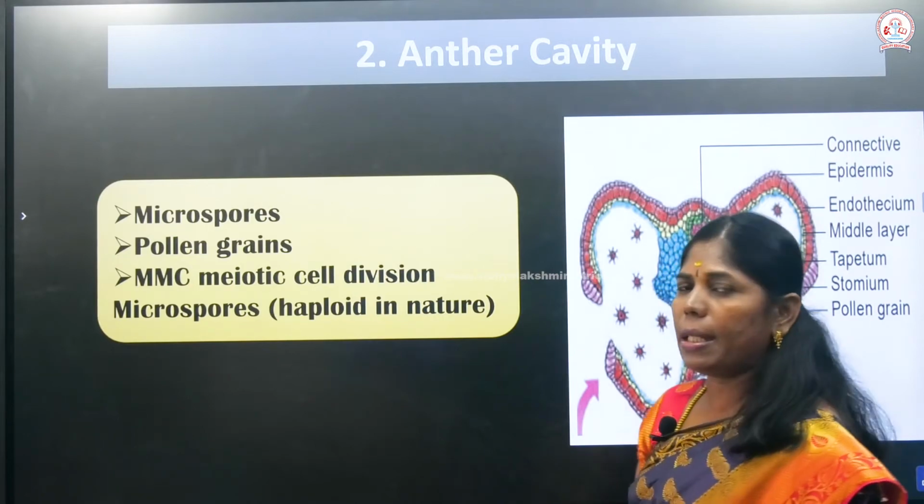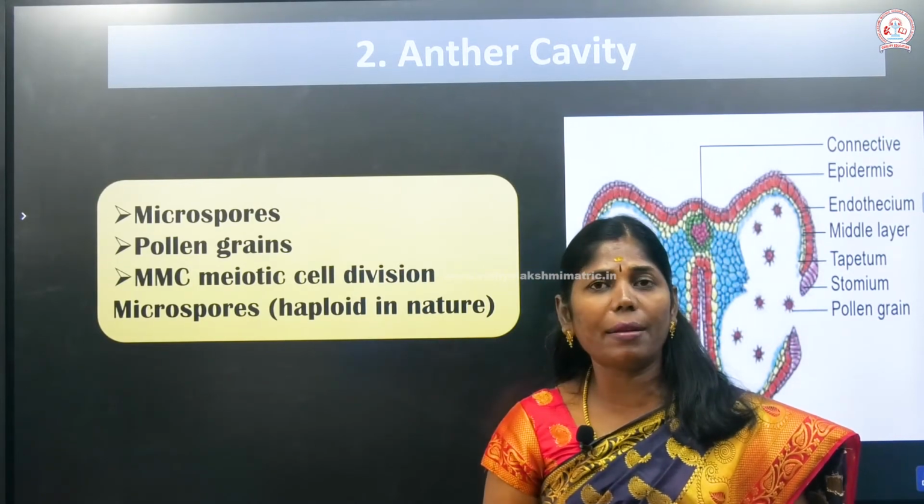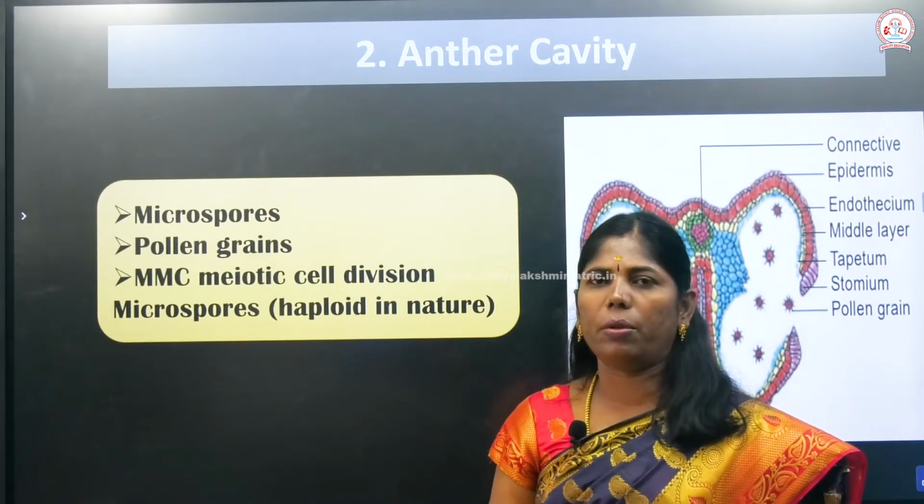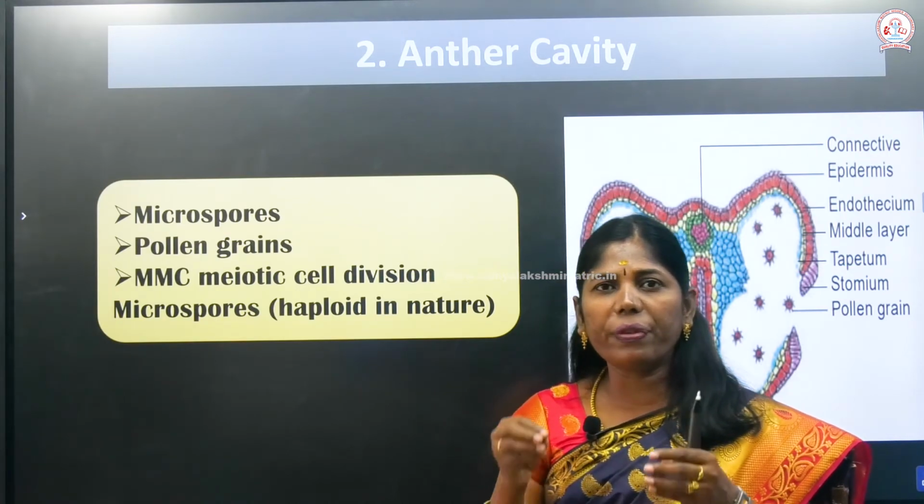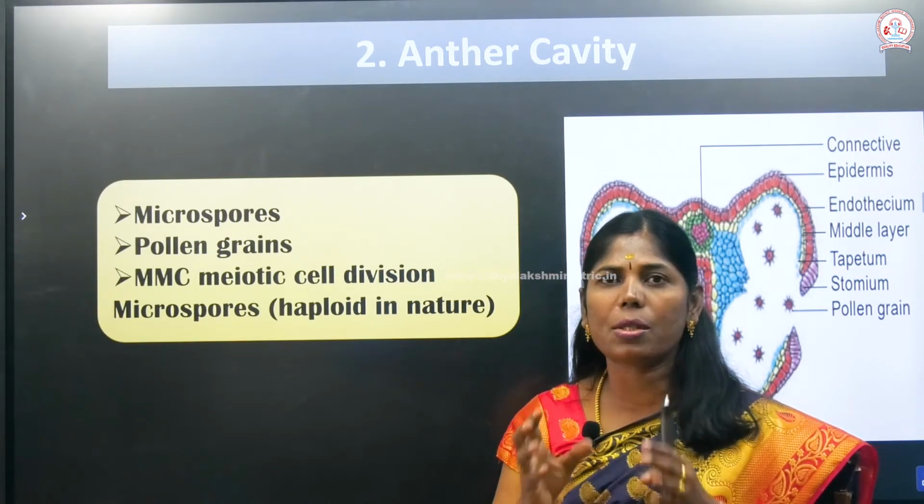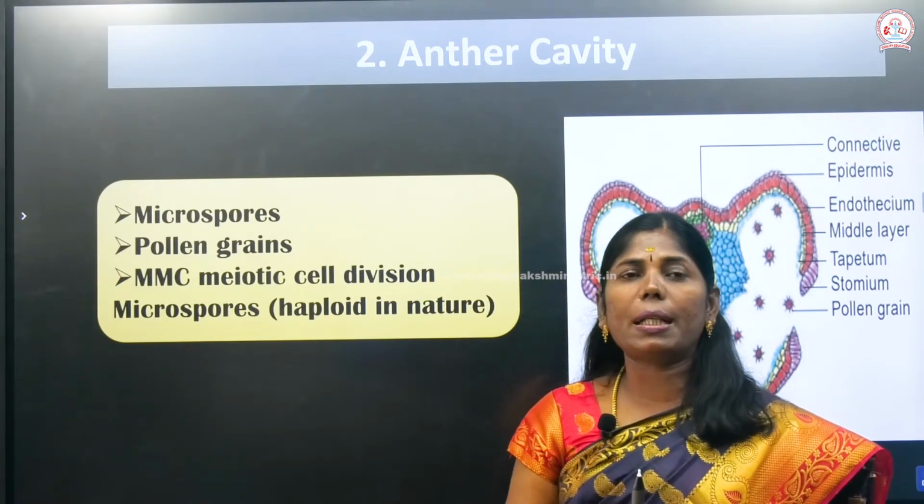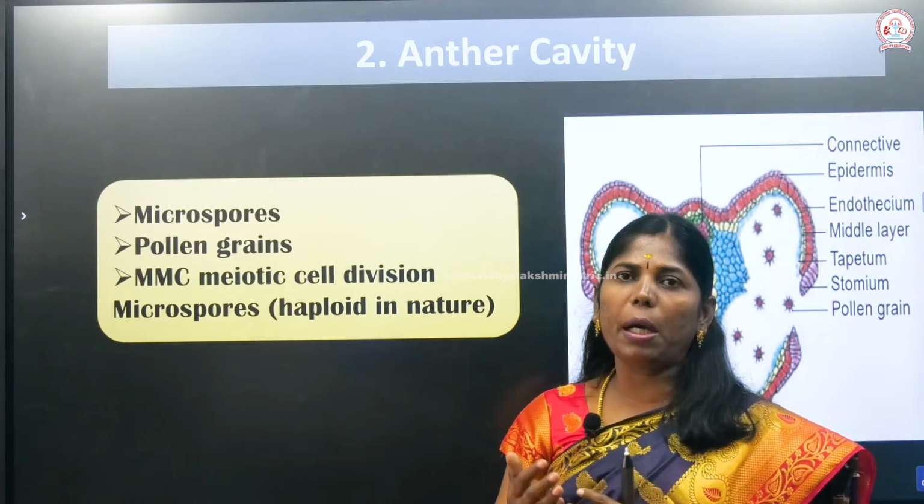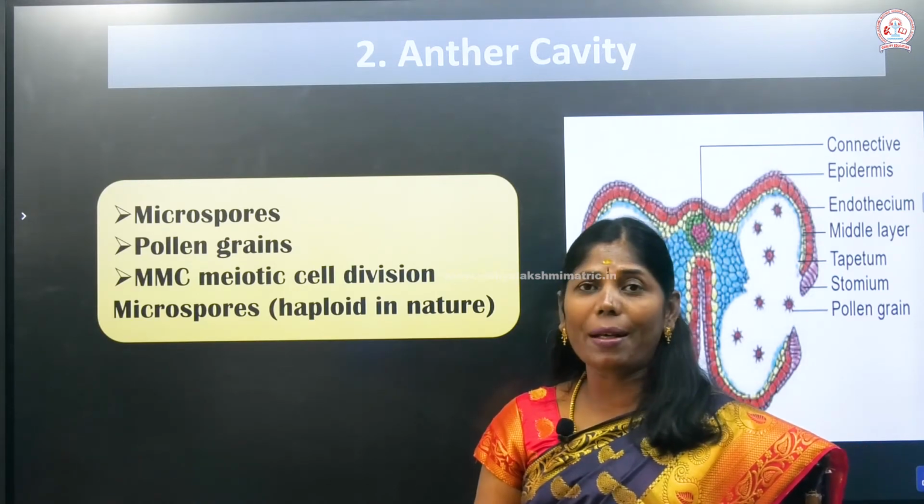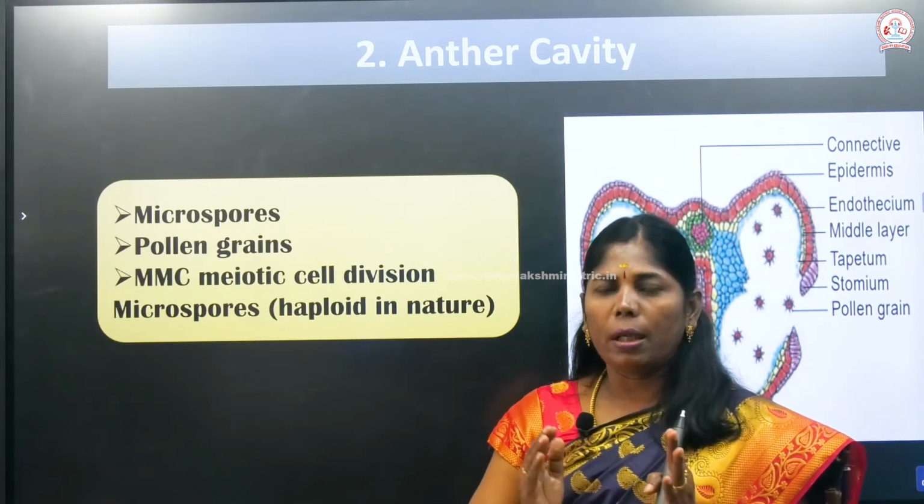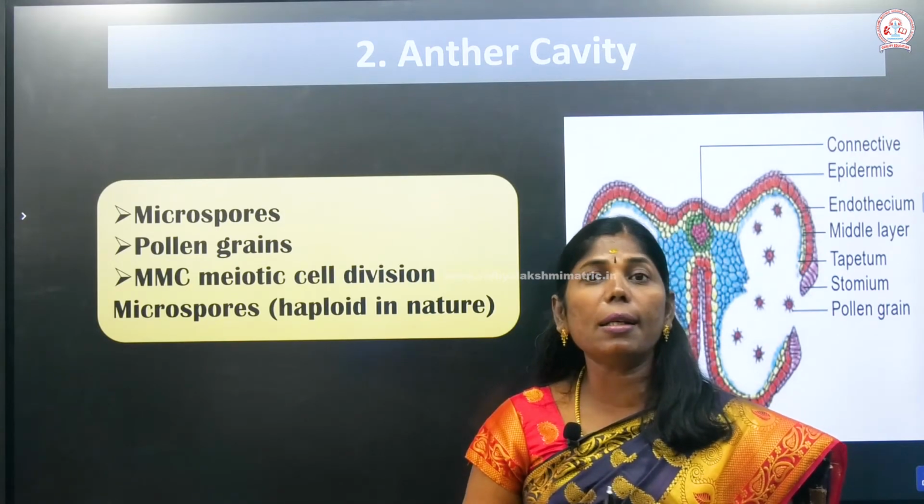And the next thing after the anther wall is the anther cavity. Okay, the anther cavity is filled with microspores in the young stages. During the mature stage, those microspores are converted into pollen grains. How do they change? In the young stage they are microspores, and when the microspores attain maturity, they are considered pollen grains.